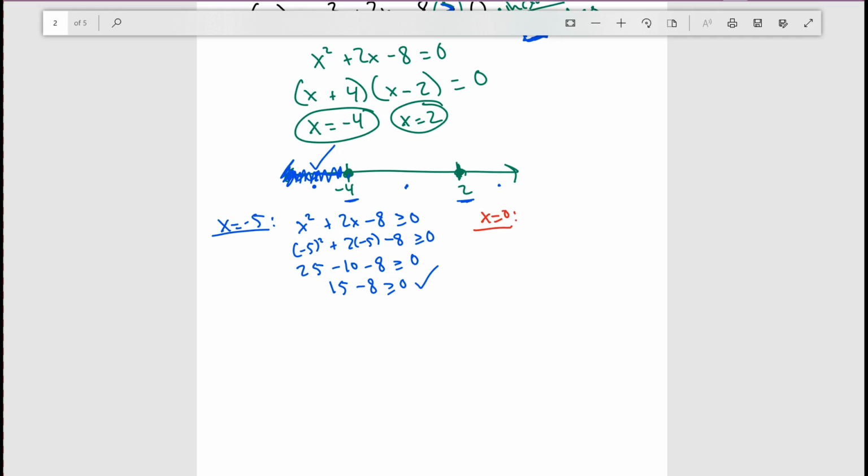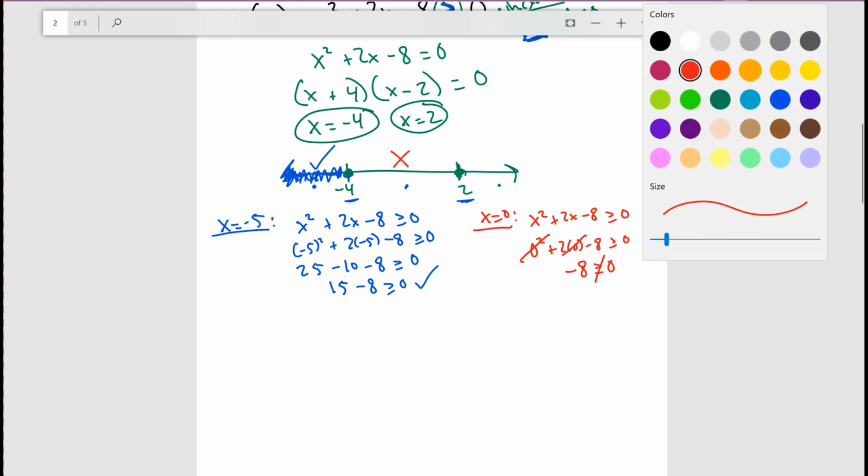So let's see. I have x squared plus 2x minus 8 greater than or equal to 0. I'm going to plug in 0. 0 squared plus 2 times 0 minus 8. Oh, we got a negative 8. Remember, we only wanted positive values. This is a contradiction. This is not correct. So there's no solution in there.